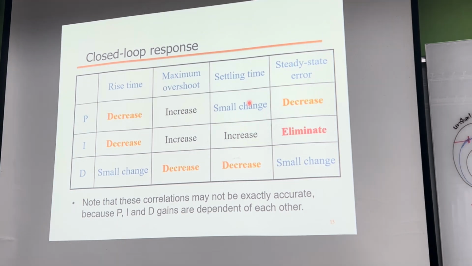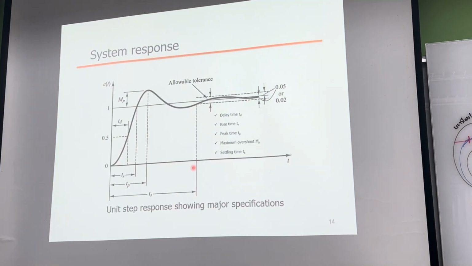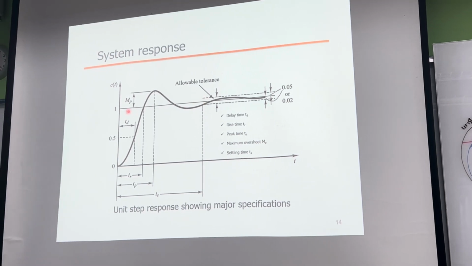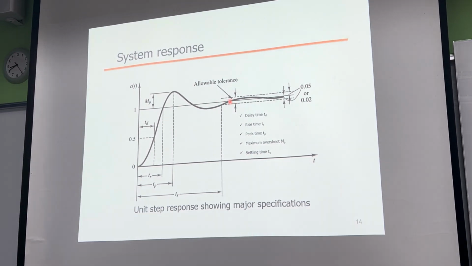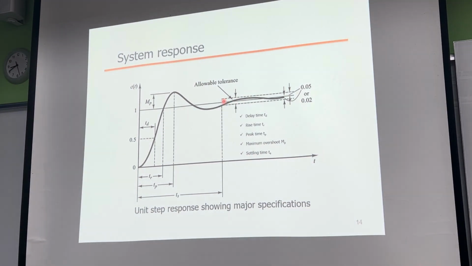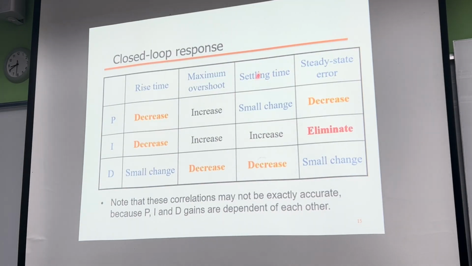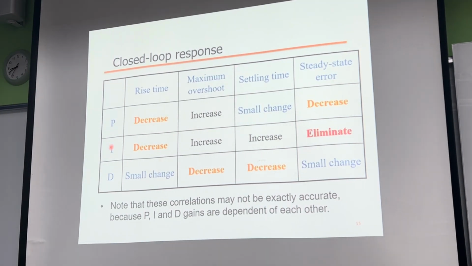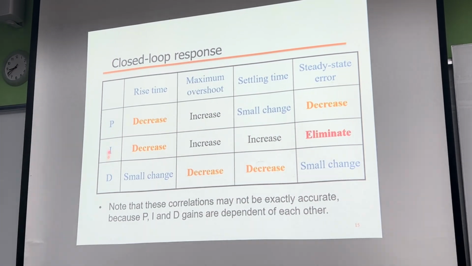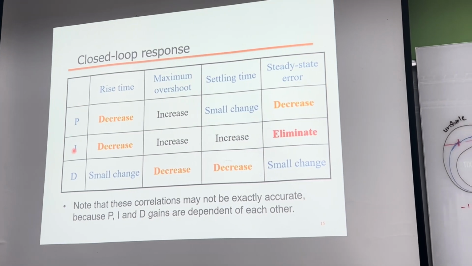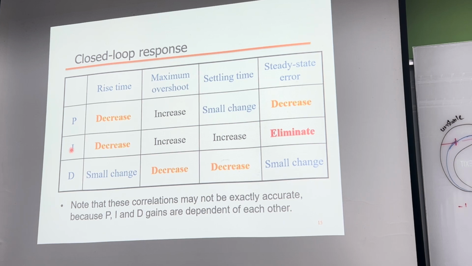Likewise, settling time, which is how long it takes for the signal or the system to stabilize. Meaning from the start to the end when it gets stabilized, that's the overall settling time. For settling time, I increases it and D decreases it. So you can play around with these to settle the response time so that it moves smoothly, otherwise it moves very fast.